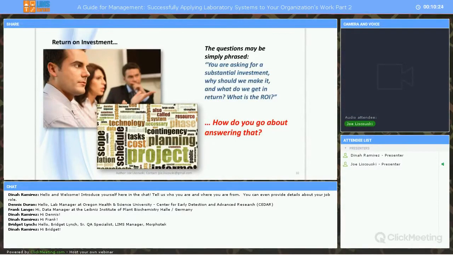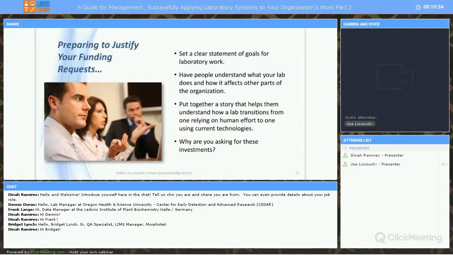We need to look at some points that will help you respond and lay out a realistic approach to deciding what investments to make, when to make them, and then how to justify your programs. How do you go about preparing for funding and project approval requests? Let's assume you're talking to people who don't understand lab work.